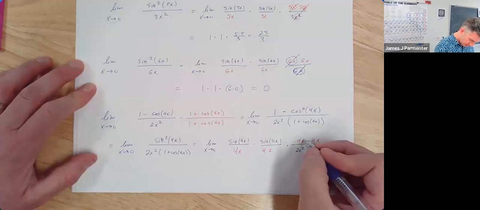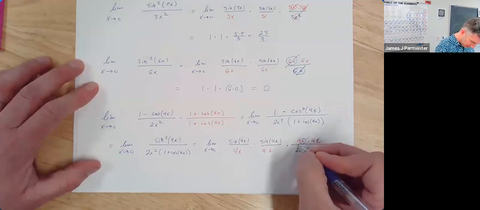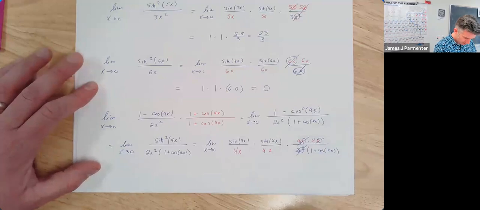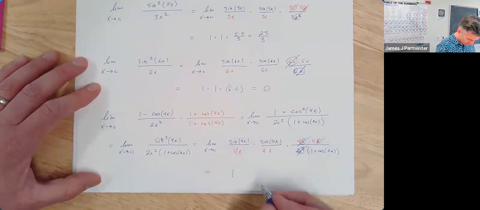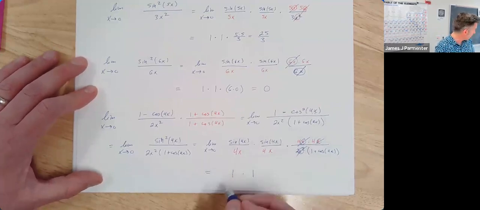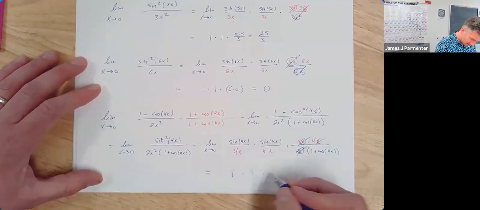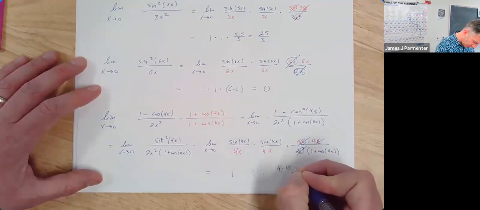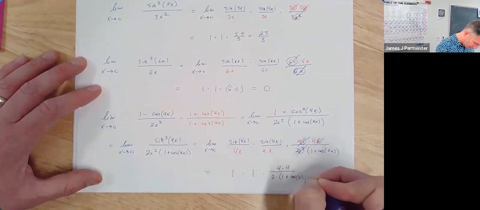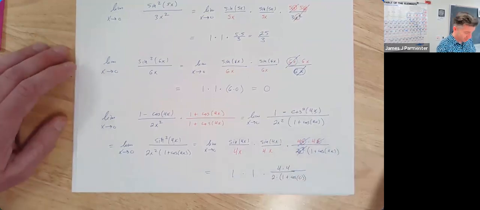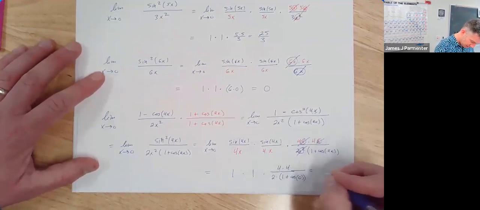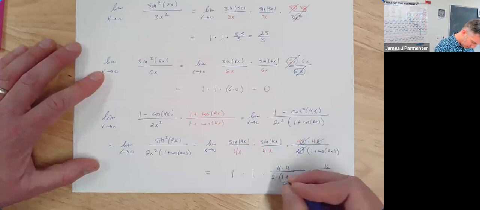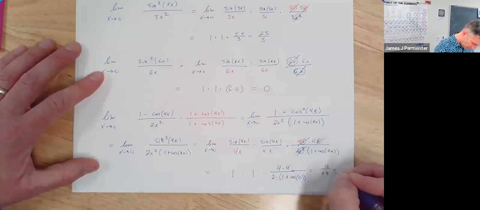Then these 2 x's here cancel out with the x squared down there. So I'm left with sine of 4x over 4x, which goes to 1. Sine of 4x over 4x, which goes to 1. Notice I'm not writing the limit anymore because I'm taking the limit. And then finally over here, I get 4 times 4 over 2 times 1 plus cosine of 0. What's cosine of 0? 1. So I really have 1 times 1 times 16 over 2 times 2, which is just 4.